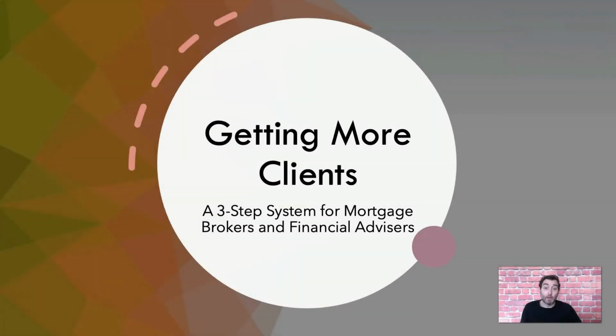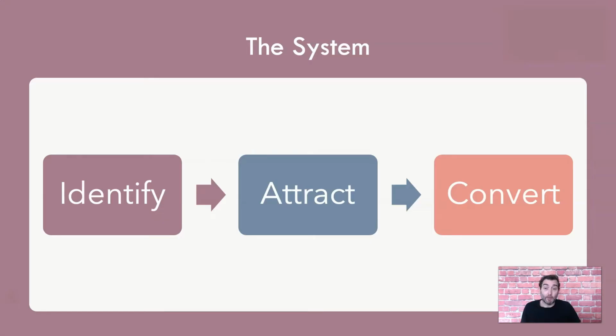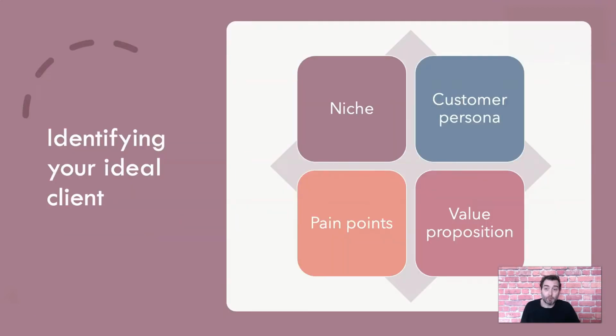So as I said just now, the system that I use with mortgage brokers and financial advisors who want to get more leads from their own websites is a three-step one. And those three steps are that we first of all identify who the ideal client is, we attract them to the website as the second step, and for the third step we convert those website visitors into leads. And in this video I'm going to go through what's involved in the identify section of that system.